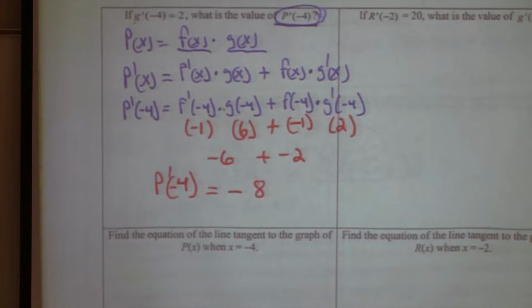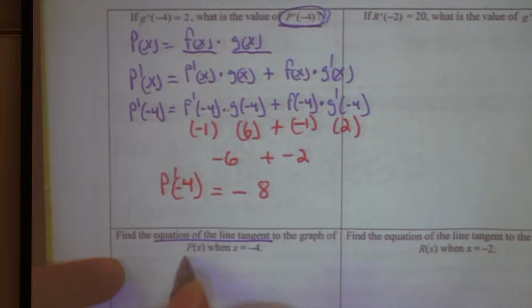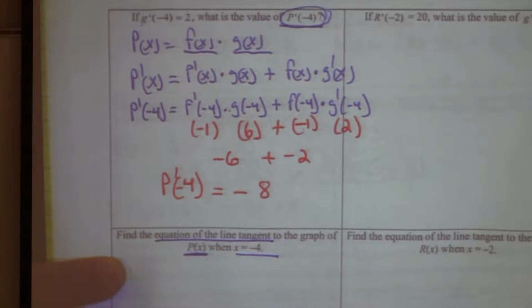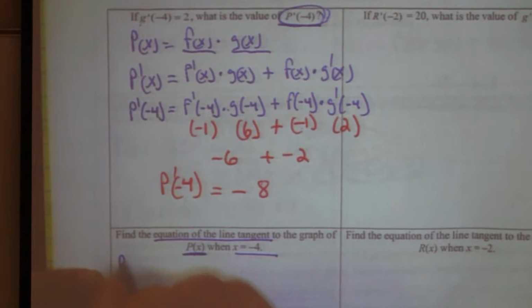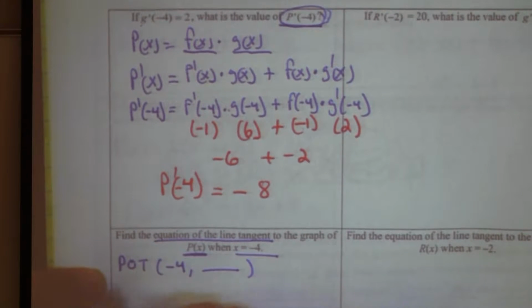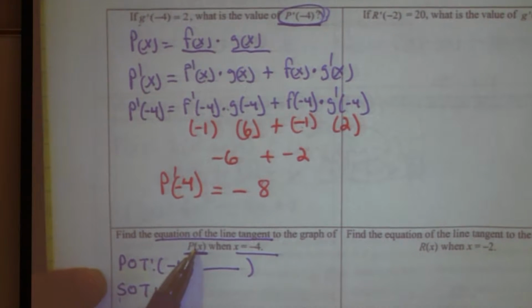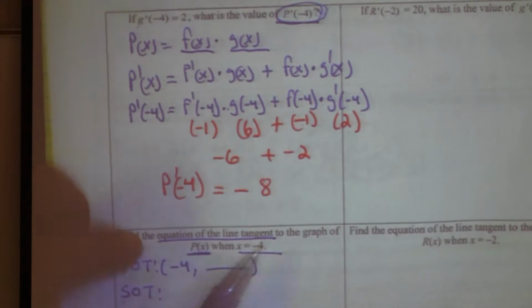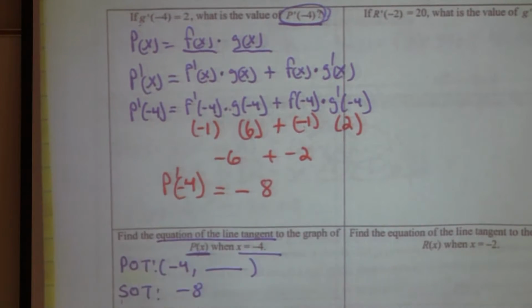Alright, let's see if we can answer the question underneath it. What do they want there? Equation of the tangent line of p of x when x equals negative 4. Okay, so what are the two things I need for that? Point, we know part of it, negative 4 comma, we don't know the y. And we need the slope of the tangent line at negative 4. Do we know that one? So we need the slope of the tangent line for p of x at negative 4, which would be this, right? So we know that it's negative 8. Okay. So all we need to find is the y value.